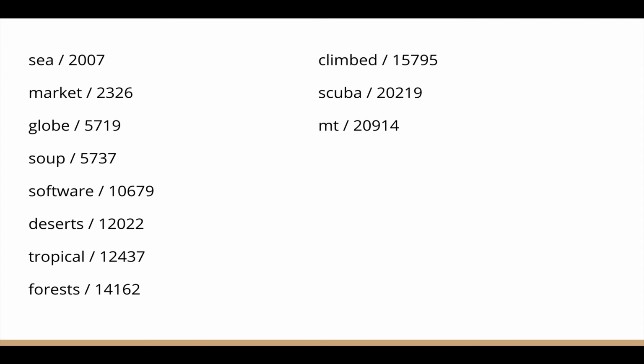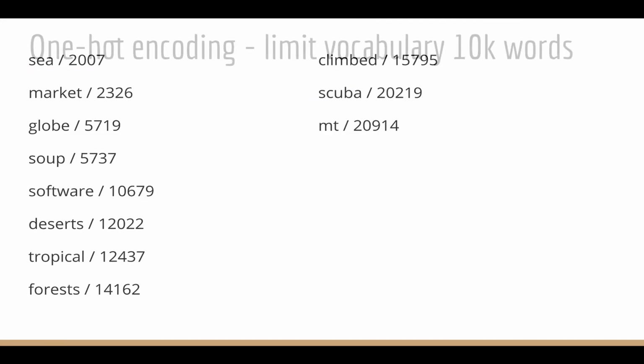But as we talked about in the music example and throughout all these videos, as you can see, these numbers don't mean anything. In this example, "globe" is close to "soup", right? They're both 5,700 something. And "sea" is really far away from "scuba", and they seem sort of related. So these numbers are just arbitrary and really don't represent things.